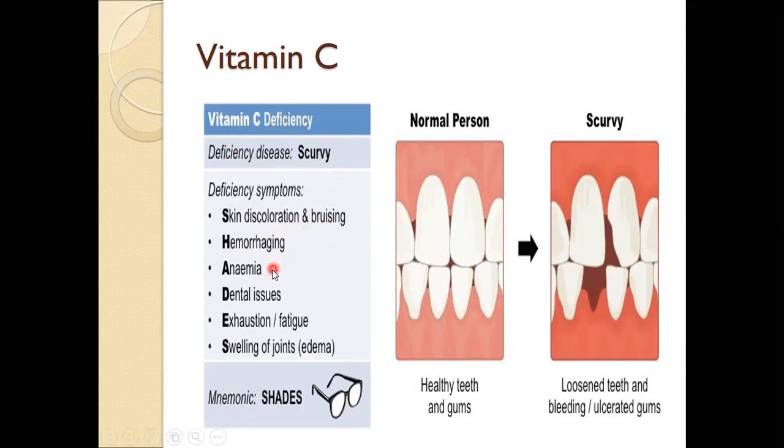Hemorrhage, anemia, dental issues or dental loss, or inflamed gums and bleeding per gums and losing teeth. Exhaustion and fatigue and swelling of joints or edema. All these are manifestations of scurvy. So what's scurvy? There will be inflammation of the gums and looseness of the teeth and bleeding per gums.